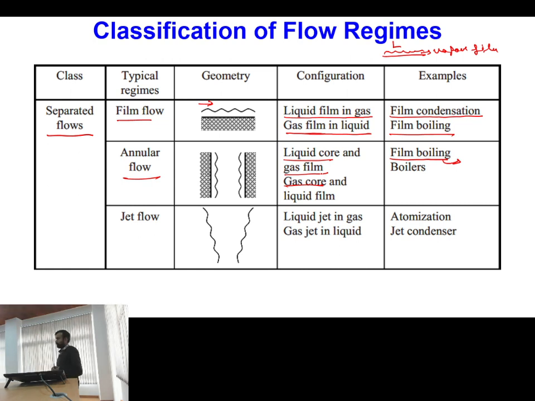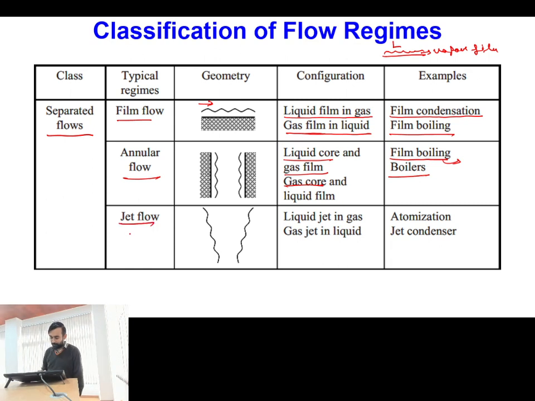and at the center I will be having liquid core. On the contrary, if you talk about gas core and liquid film, where at the core you have gaseous phase and at the boundary you have liquid, this type of phenomenon is typically observed in case of boilers. So boiler tube we have seen in the previous cases. So there, what is there? In the center we have a gaseous core, and on the outside we have a liquid film. Okay.